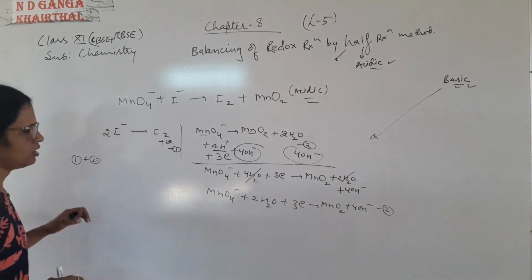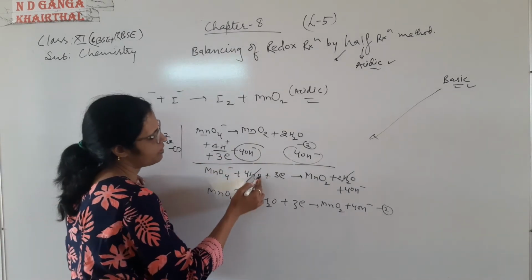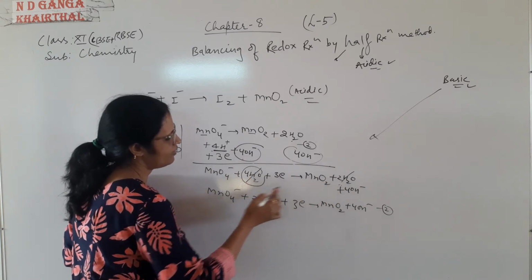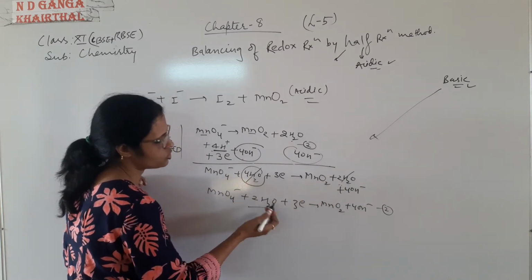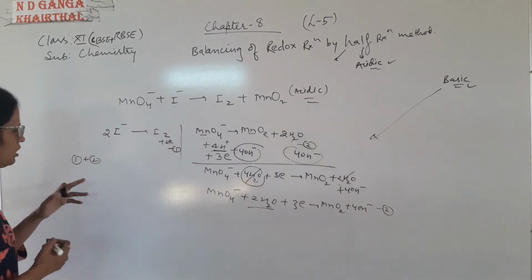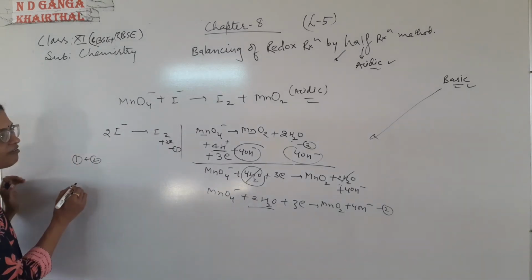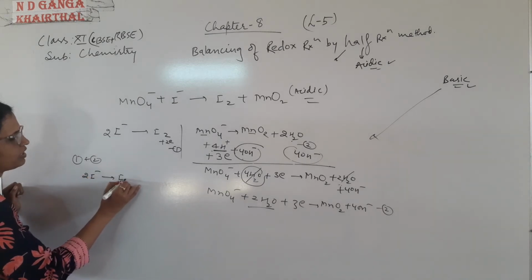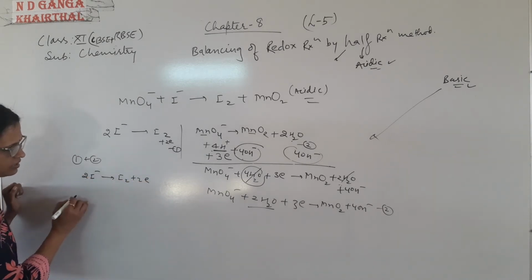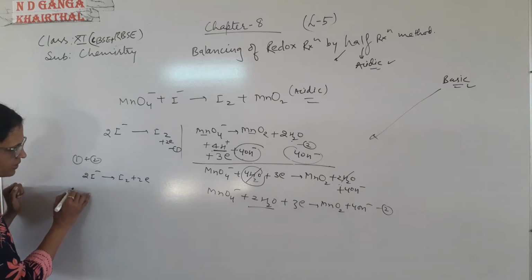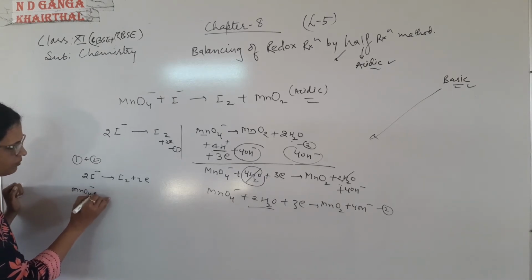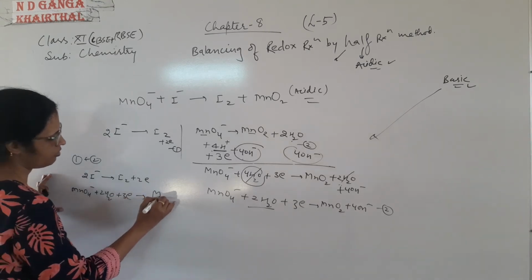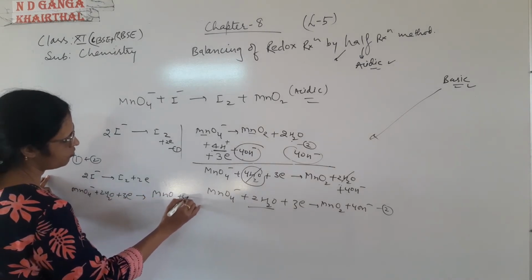So this 4H ion and this 4H ion become 4H2, and 2H2 is already present, so we will get a net 2H2 on the left hand side. Now we will add the first and second reactions. The first reaction is 2I⁻ = I2 + 2e⁻, and the second reaction is MnO4⁻ + 2H2O + 3e⁻ = MnO2 + 4OH⁻.